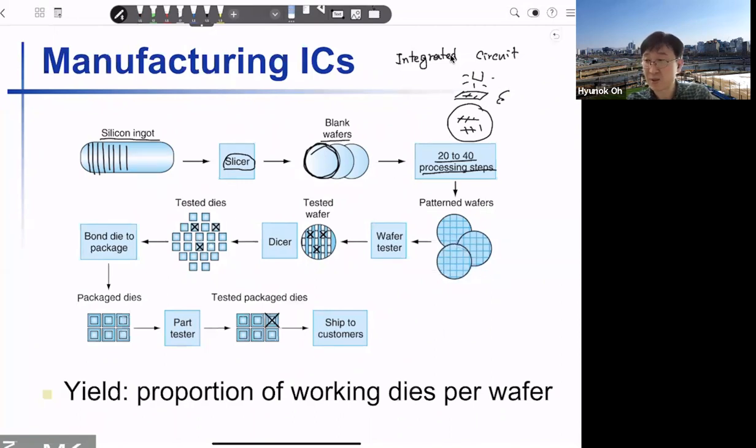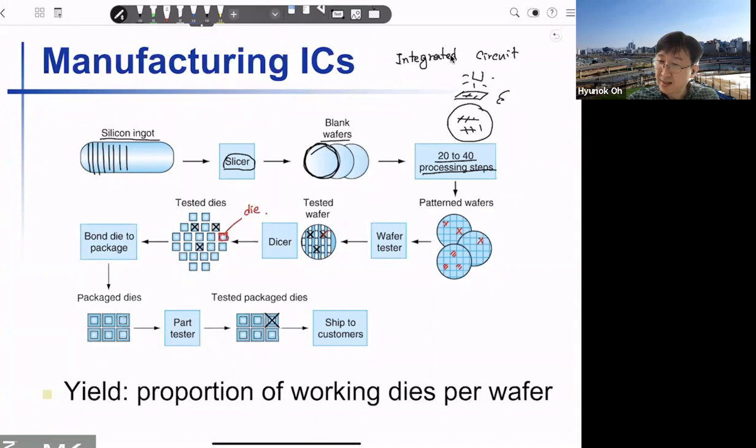So the processing is completed. Then this wafer is tested. Is this one working, or this one, or this one? After testing, maybe something is working and something is not working. So this is not working. Then it slices everything. Each rectangle is called a die. So each die is tested.